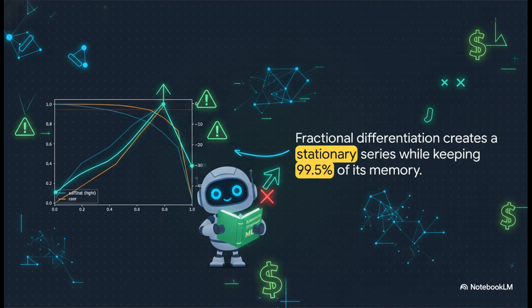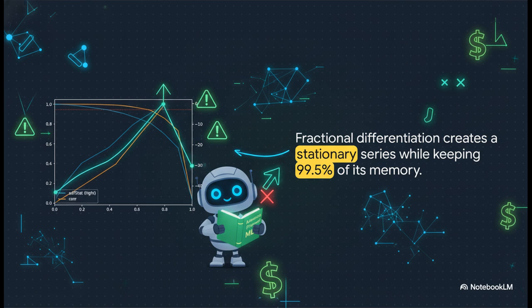We can turn it down just enough to make the data stationary. You see that blue line crossing the threshold? That's what we want. But look at the orange line. We get to keep almost all of the original memory. It is the absolute best of both worlds. The perfect trade-off. I genuinely think my brain just short-circuited.